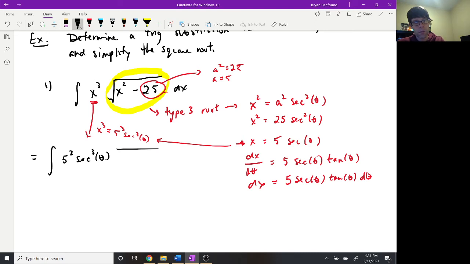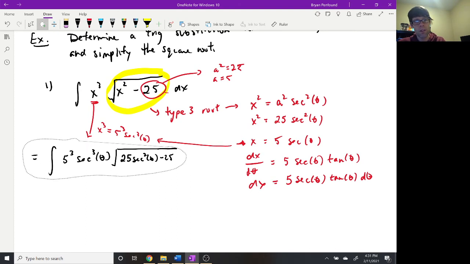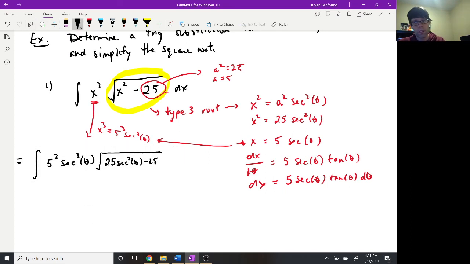Okay, now let's deal with the root. We know that x squared is 25 secant squared. Okay, so there's the substitution for x squared. And finally, we need the substitution for dx. I'm kind of slowly running out of space here. Just let me move this over a touch and see if that will help. Okay, so dx is 5 secant theta tan theta d theta.